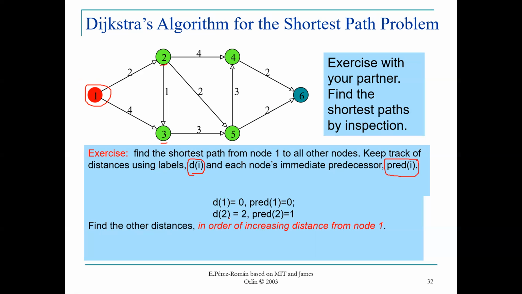If we look at D2, this is node number 2. The distance to 2 will be 1 to 2, that's 2. So that distance is what we have here. What is the predecessor of node number 2? The predecessor is node 1. So for us to get to 2, there's a distance of 2, and the predecessor is node number 1. Find the other distances in order of increasing distance from node 1.